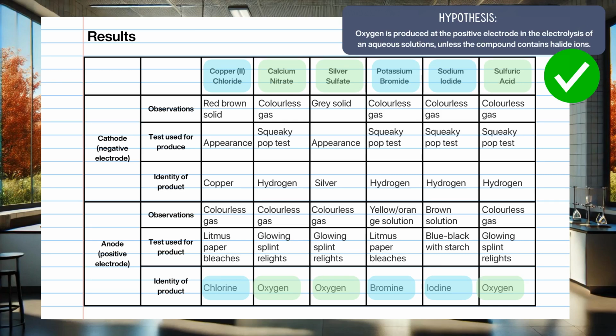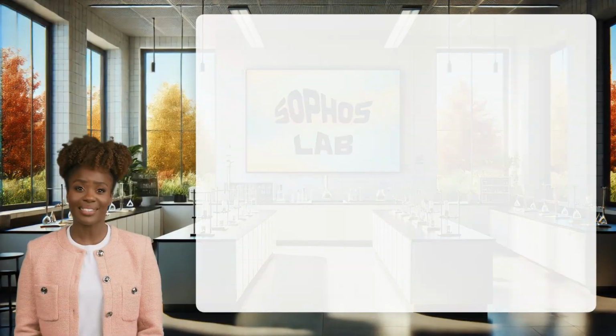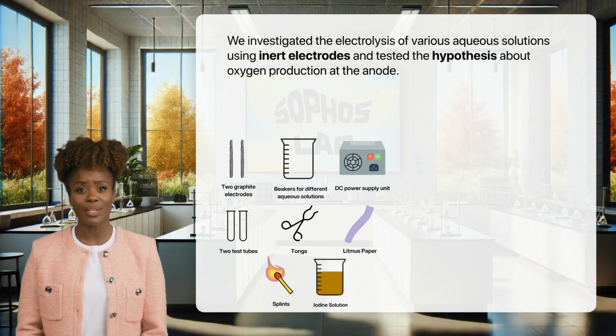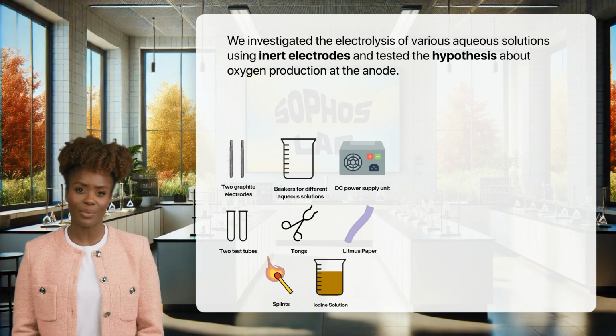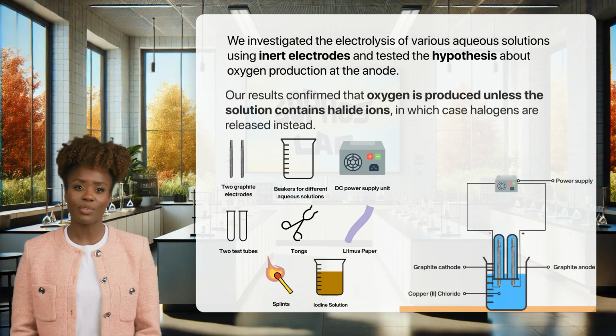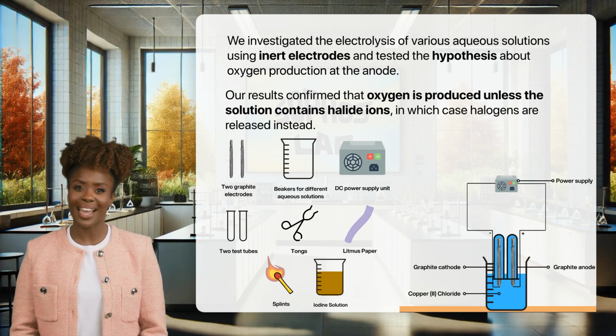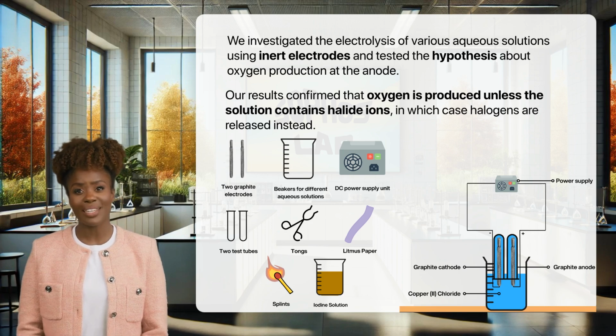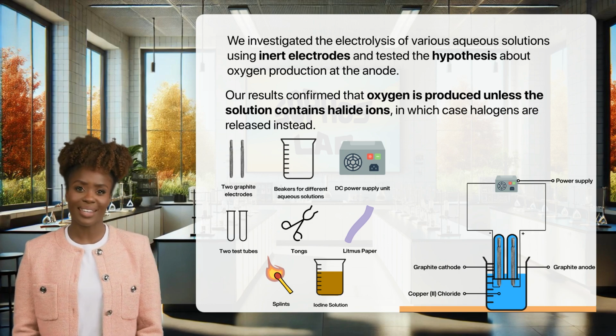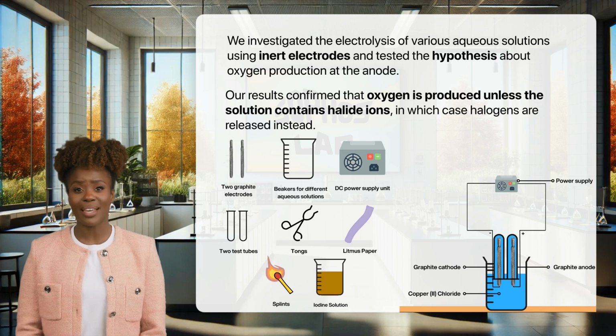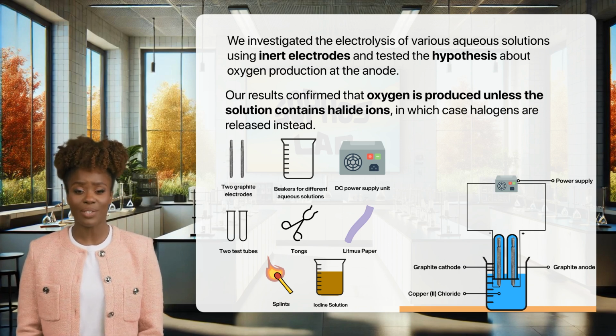Oxygen was indeed produced at the anode in the absence of halide ions, while halogens were produced when halide ions were present. In this lesson, we investigated the electrolysis of various aqueous solutions using inert electrodes and tested the hypothesis about oxygen production at the anode. Our results confirmed that oxygen is produced unless the solution contains halide ions, in which case halogens are released instead. By carefully testing and analyzing the products, we solidified our understanding of electrolysis. Keep these insights in mind for future experiments and continue exploring the fascinating processes in chemistry.